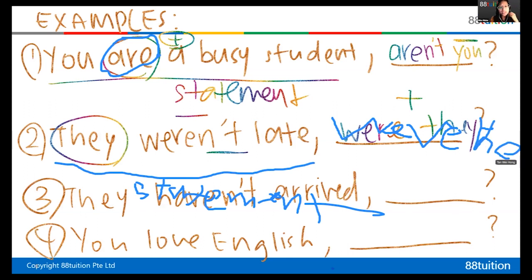Now, question 3, they haven't arrived. Is this a positive or negative statement?